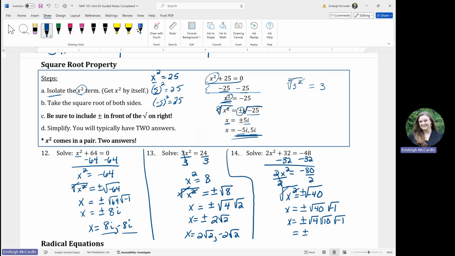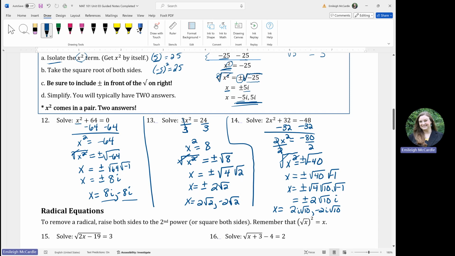So I get plus or minus, the square root of 4 is 2. The square root of 10 stays. The square root of negative 1 is i. And now I want to write my two answers. And again, I kind of like the i in the front with the 2. So I'm going to write this as 2i square root of 10 and negative 2i square root of 10. So there's a lot going on in that problem. But again, just remember that you've got two identical answers with different signs.